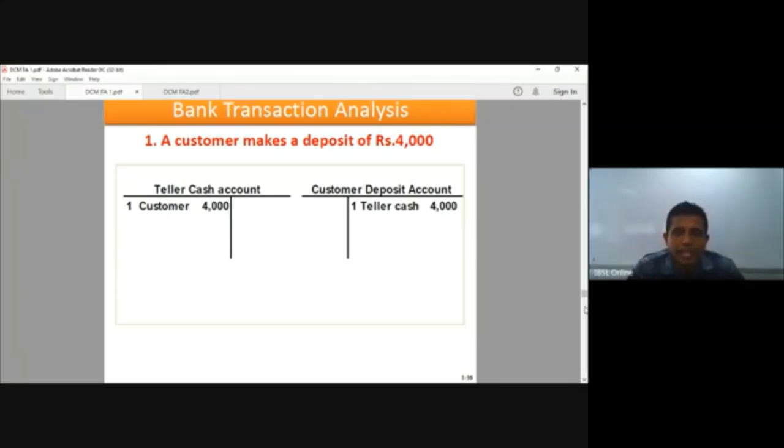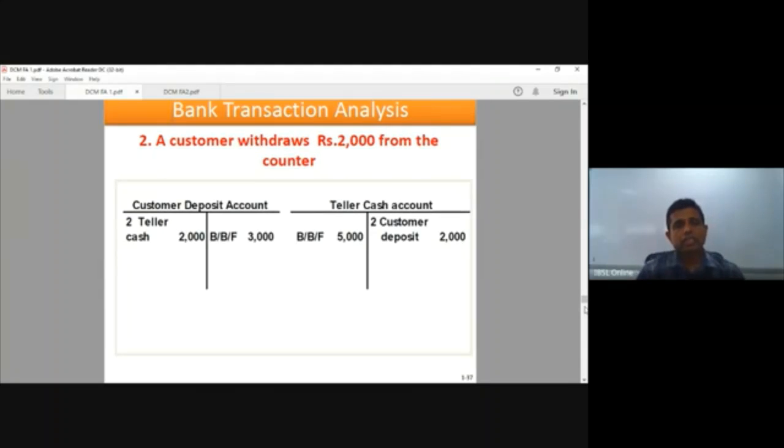Therefore, for this transaction, teller cash account debit, the reason is teller cash is an asset, asset increase. Customer deposit account credit, the reason is that when a customer makes a deposit, we make a commitment. That commitment is there until we settle that commitment. Therefore, liability increase are credit, right?